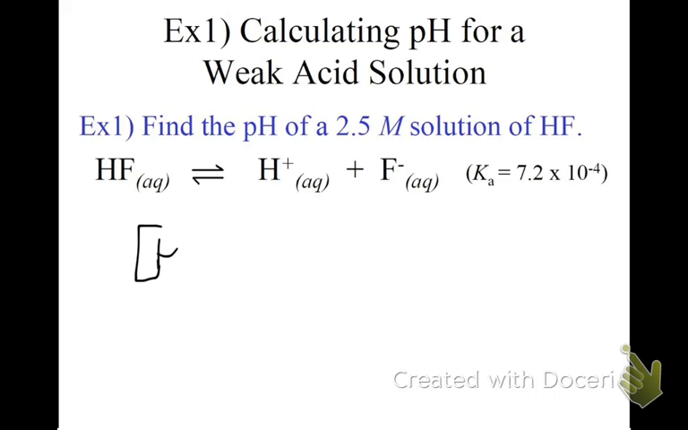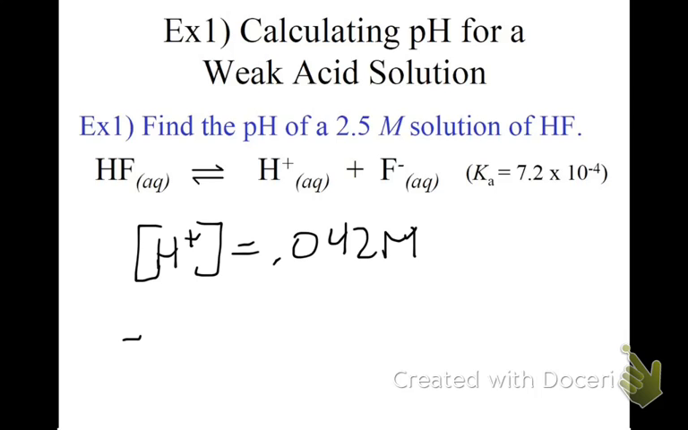And so what I hope you notice here is that the concentration of H plus, 0.042 molar, is much smaller than the concentration of the solution itself. If this was a strong acid, the concentration of H plus would be 2.5. Since this is weak, the concentration of H plus for this particular acid is only 0.042. So it's a very, very small amount of dissociation.